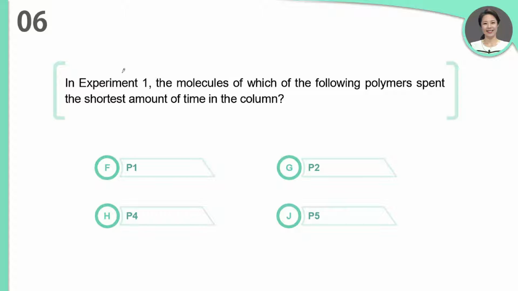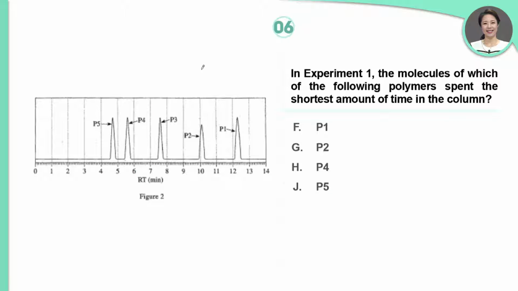Question number 6. In experiment 1, the molecules of which of the following polymers spend the shortest amount of time? Okay, let's look at experiment 1. Which one spent the shortest amount of time in the column? That means which one came out the fastest. Here P5 has the highest mass, so it's a really large one. And P1 has the smallest mass, so it's a small molecule.